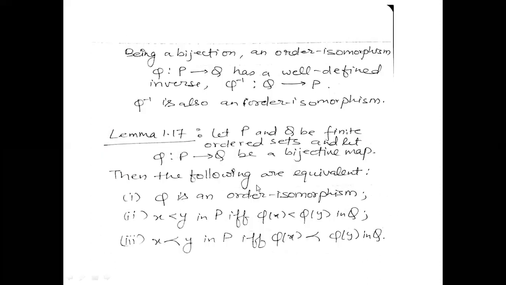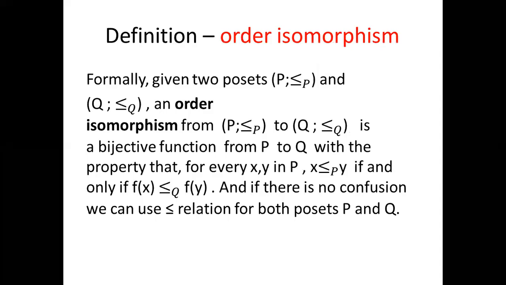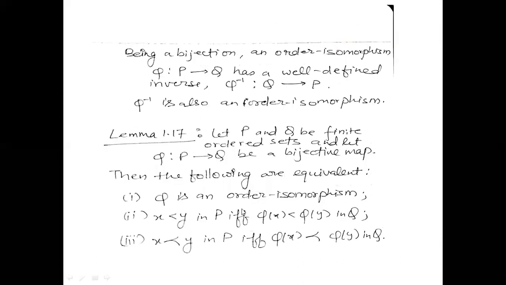Basically, from the definition of order isomorphism, you already know that a bijective map phi from P to Q is an order isomorphism if and only if this relation holds: x is related to y in P if and only if phi x is related to phi y in Q. So 1 implies 2 from the definition of order isomorphism itself. There is nothing to do in this 1 implies 2.